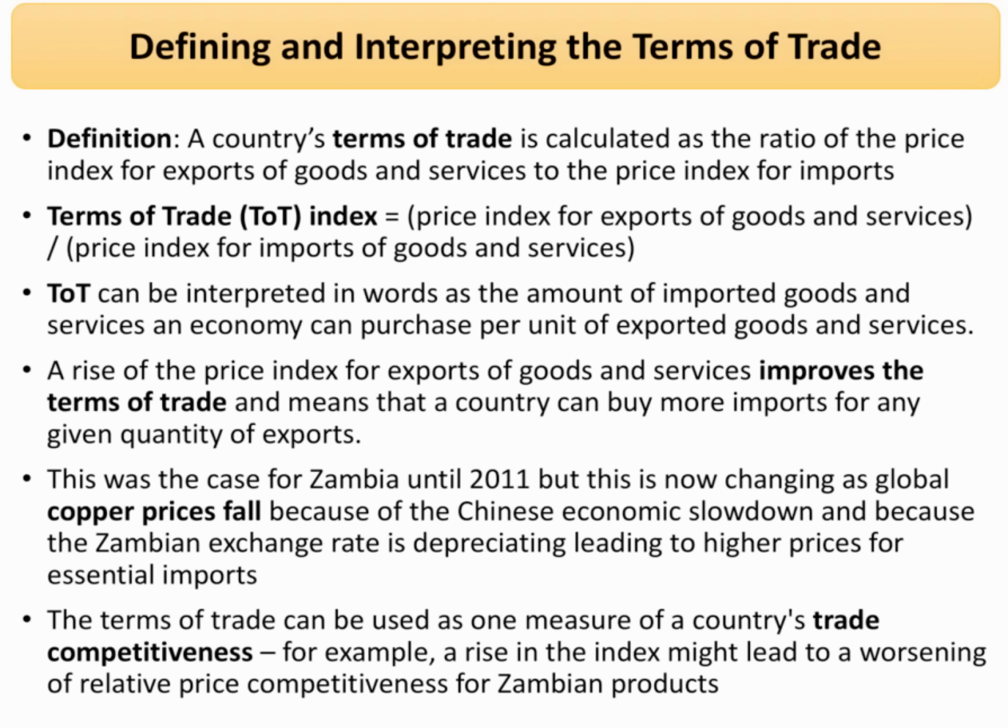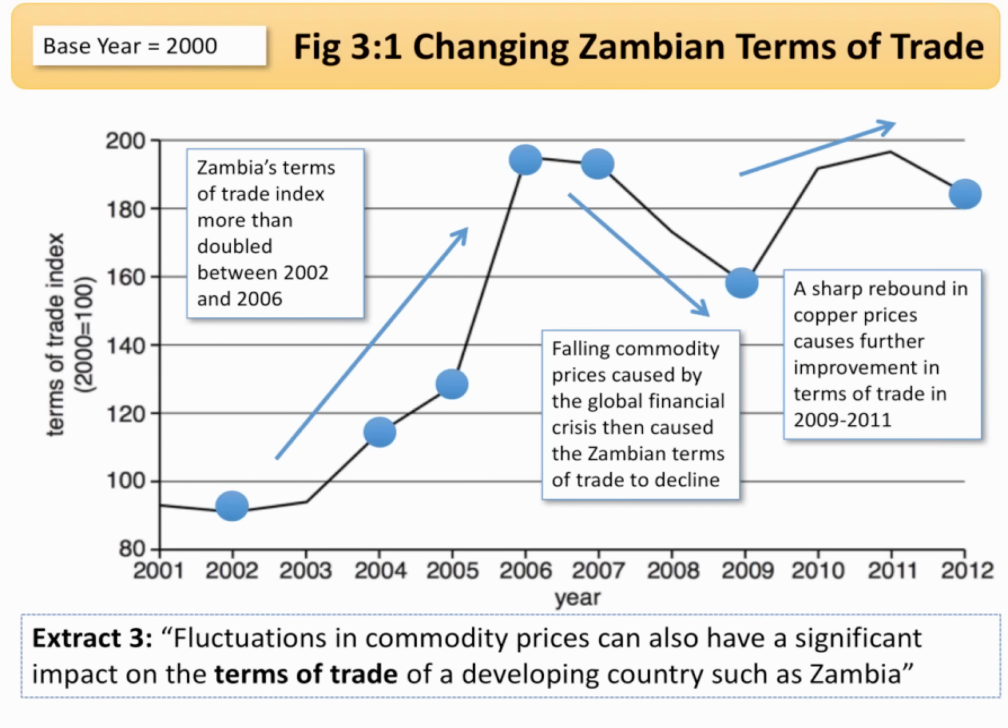Now, for most of the time period over which the extract covers, from 2001 through to 2012, for most of this 10 or 11 year period, the terms of trade were moving pretty decisively in Zambia's favor. Here's the chart. I'm sure you have it in front of you if you've got the extract close to hand. Figure 3.1. You can see that the Zambian terms of trade climbed very sharply, in particular from 2002 to 2006.